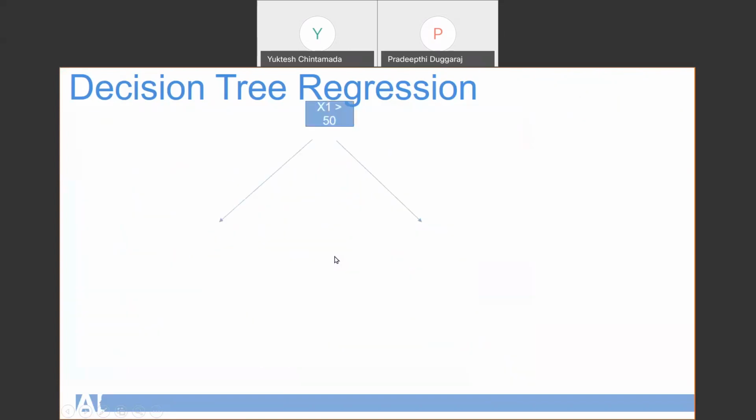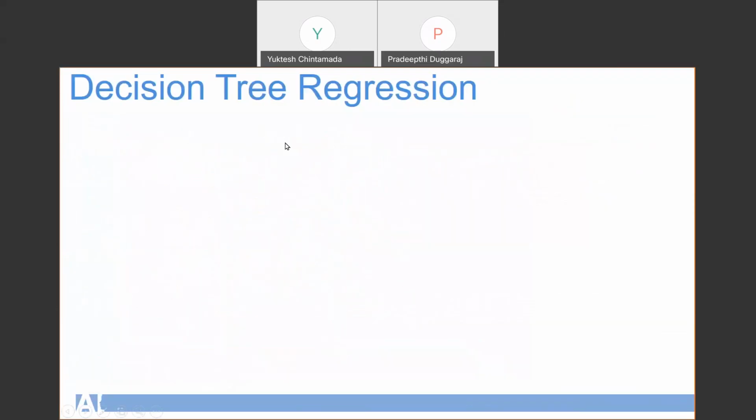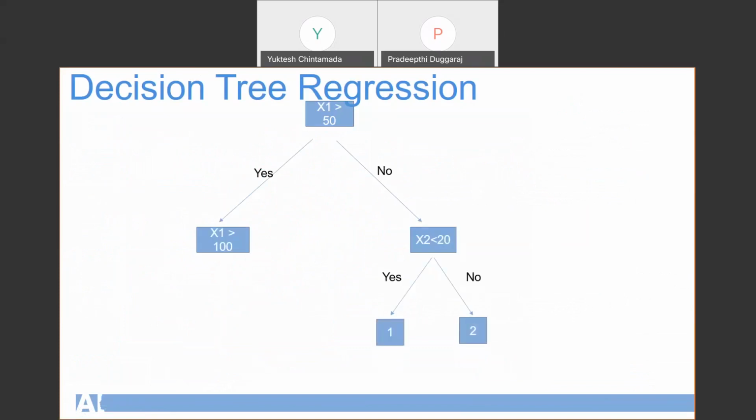Now if it is yes, it comes to split 4 or split 2. Is x1 greater than 100? No. That's the reason it goes to x2. If x2 is less than 20, in which split will it come now? x1 is greater than 50 and x2 is less than 20. That comes to split 1. If x2 is not less than 20, it goes to split 2. So this is how a regression decision tree is formed.